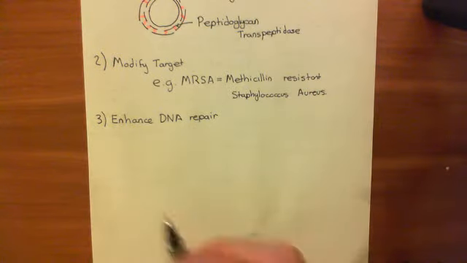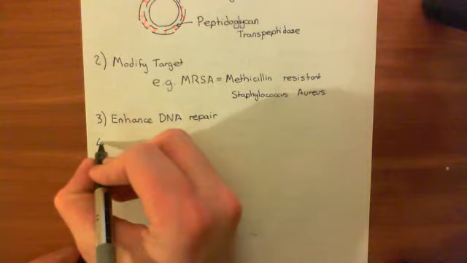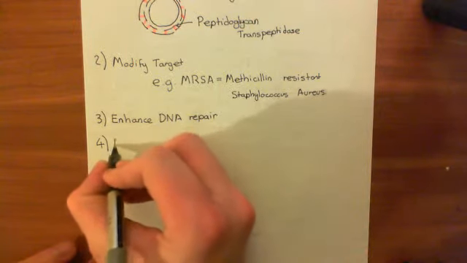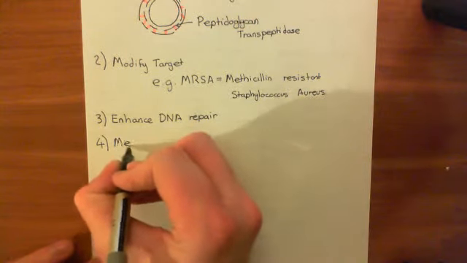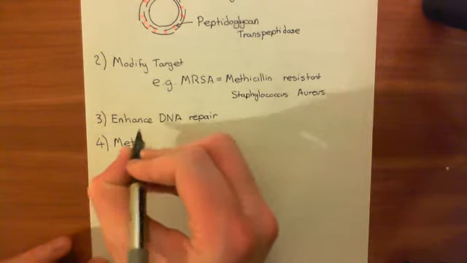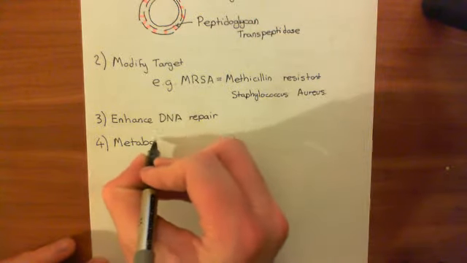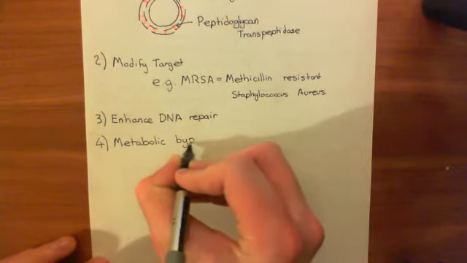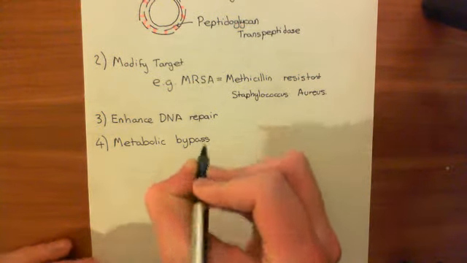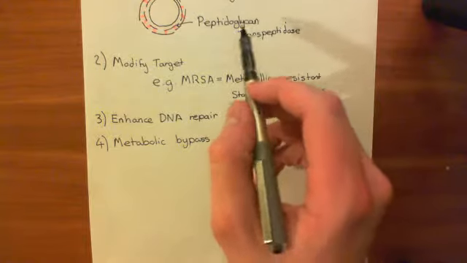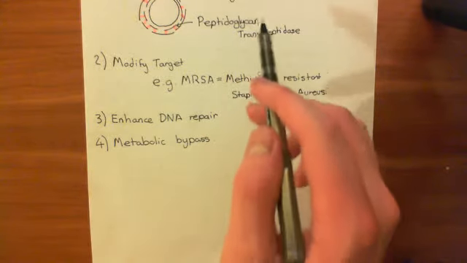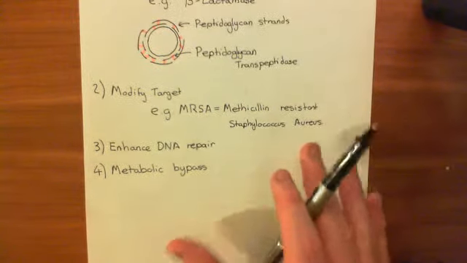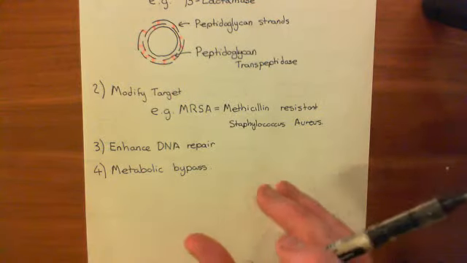DNA damaging drugs. Okay, fourth mechanism is something known as metabolic bypass, and I suppose this is kind of similar to enhancing DNA repair. So metabolic bypass, let me give you an example of metabolic bypass. Well, firstly, actually, I'll give you an example in terms of peptidoglycan transpeptidase, this one that we've seen, and then I'll give you a really archetypal example.